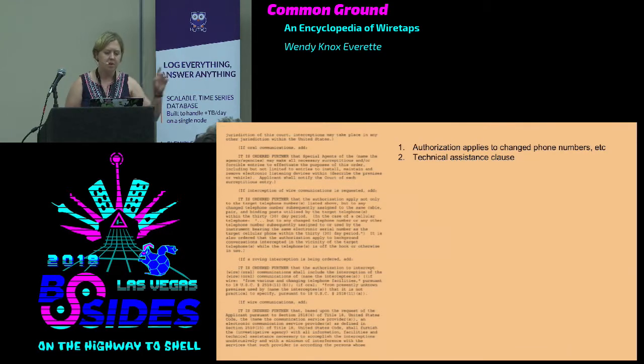And so what we have in here, oh gosh, I can't read it. Somewhere in here it says it applies to changed phone numbers also. This is to try to deal with people SIM swapping or so forth. Basically it says if you have this phone and the number changed, but we know the person's over there and we can trace it, we're not going to make you go reapply. It applies back over. And we have a technical assistance clause in here saying that the provider has to help essentially get the data and return it.